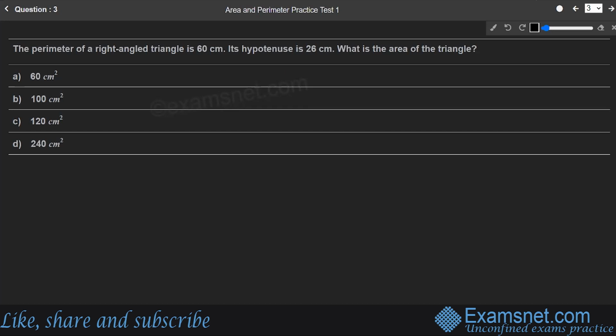Okay, so the question says the perimeter of a right angle triangle is 60 centimeter. Its hypotenuse is 26 centimeter. What is the area of this triangle? So let's create a right angle triangle.